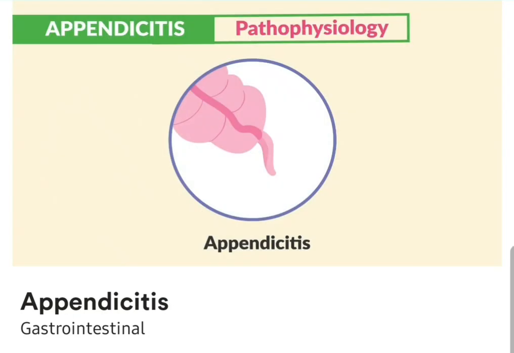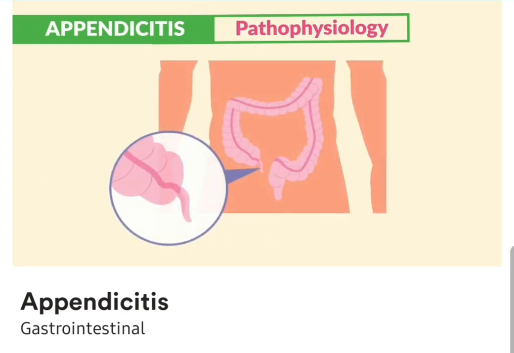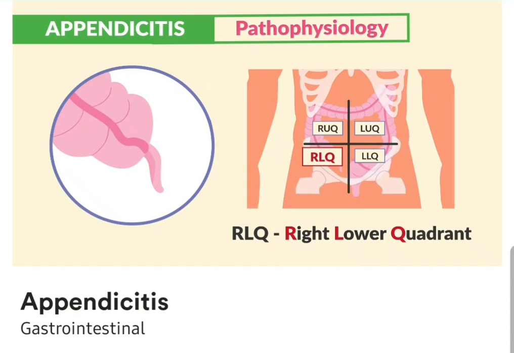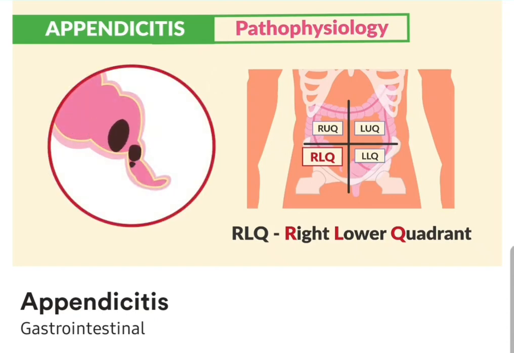Appendicitis is the inflammation of the appendix, which is a small finger-like sac of tissue located in the first part of the colon, in the right lower abdomen, also called the right lower quadrant. So write that down. You must know this. It often gets obstructed by fecal matter, which leads to inflammation and infection.